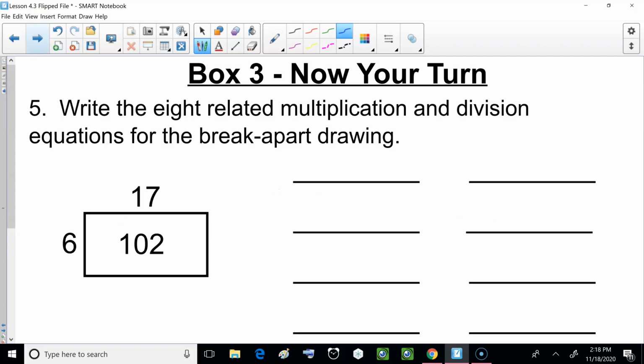And you write the 8 related multiplication and division equations. For this break apart drawing, you have different numbers. So you have 102 and you have 17, and 6 would be factors of 102. So you can write those on there and see what you can do to find all 8 of them. So use our example to guide you to help you come up with yours.